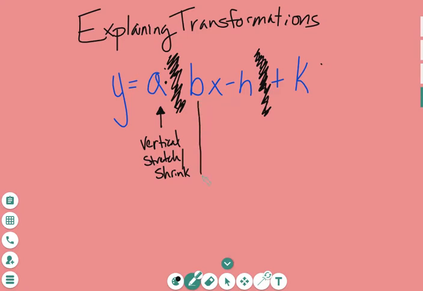B is a little bit closer to x. B will always be multiplied directly by the x. This will be horizontal stretch and shrink.